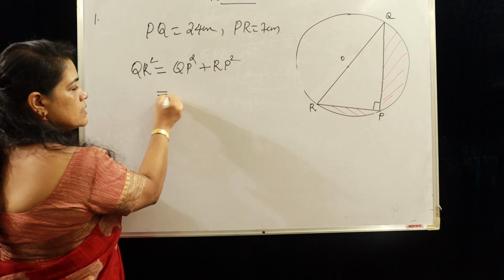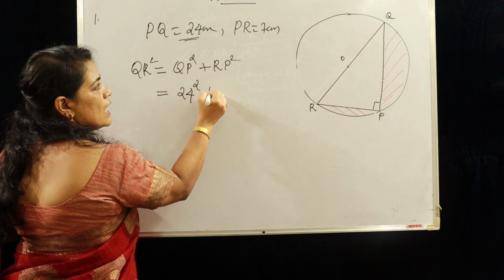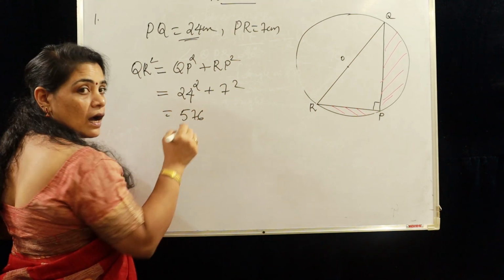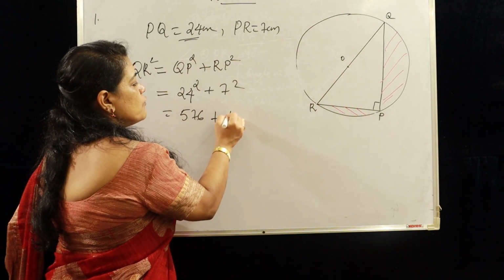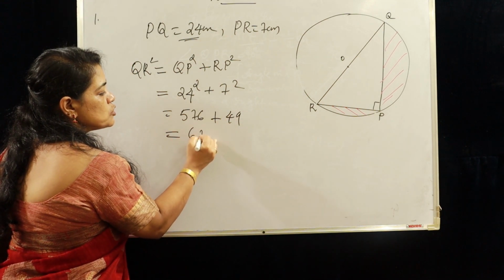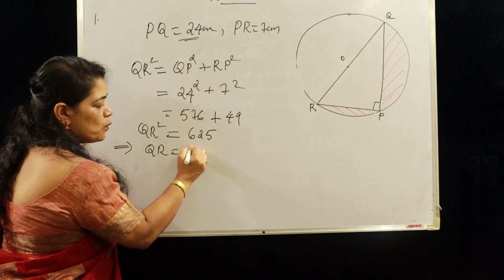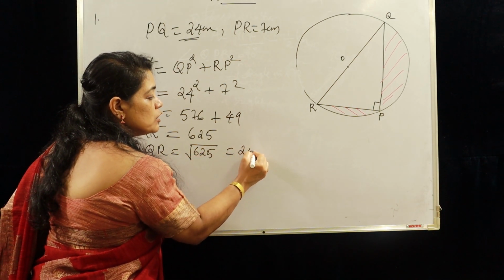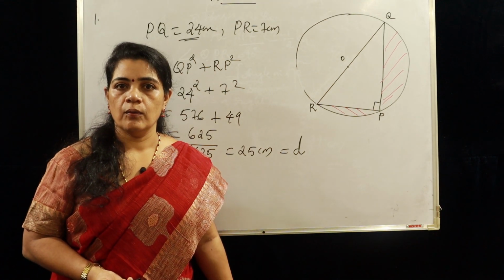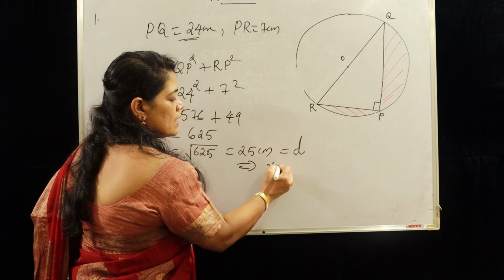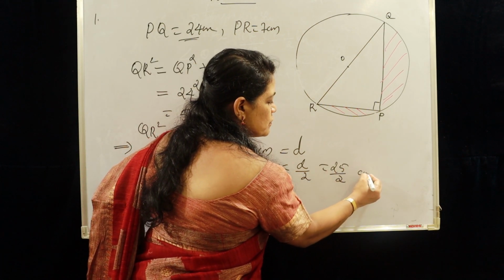Isn't it? So this is equal to, PQ is given as 24, so 24 square plus 7 square, that is 576. I already told you, you should be very clear about the square numbers from 1 to 13, cube numbers from 1 to 10. Plus 49, on adding you will get 625. This is QR square. In order to get QR from QR square, you have to take the square root. So it will make 25 centimeter, and that will be the diameter of this circle with the center O. From this you will get the radius, which is equal to D by 2, that is 25 divided by 2 centimeter.